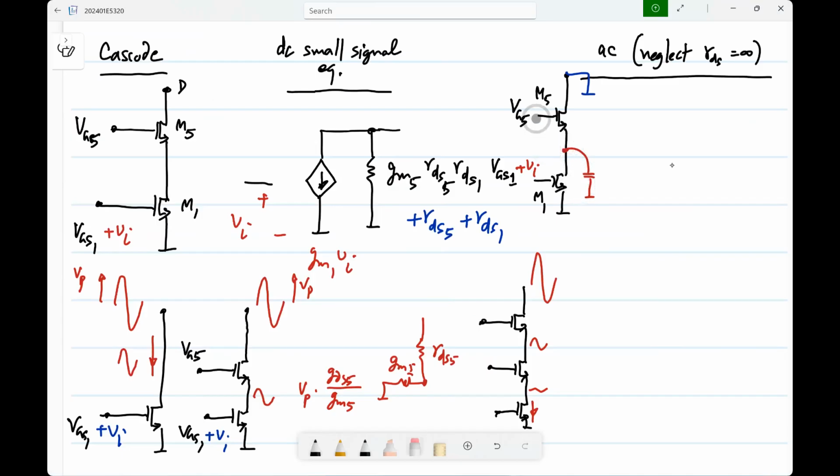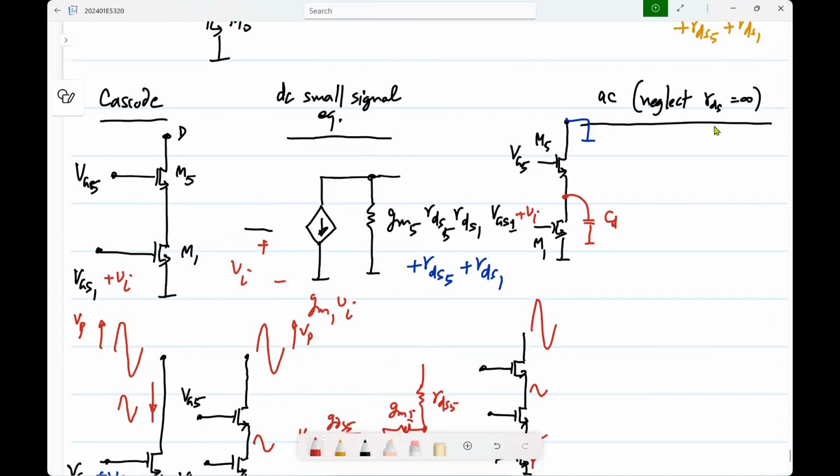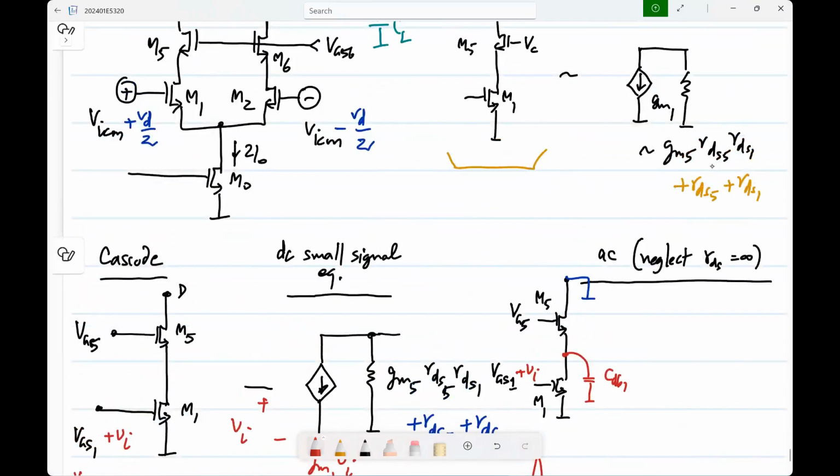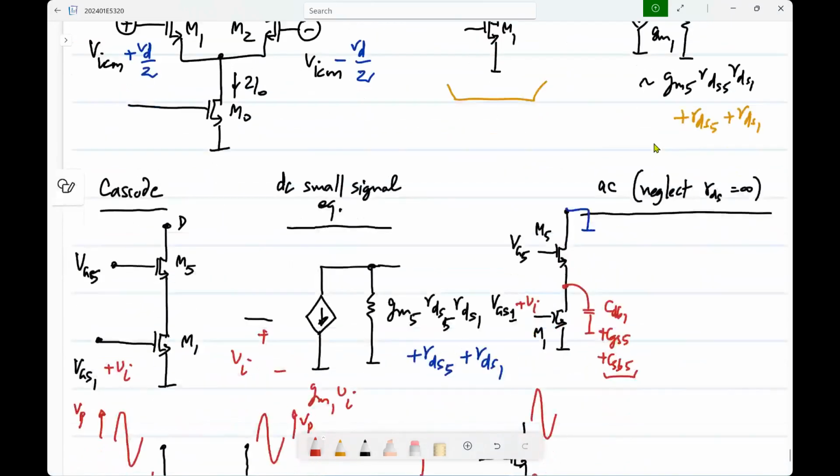And then you have CGS5. That appears between here and the gate, which is also at ground. You also have CSB5. Just by putting down the transistors, you can guess. So this will have CDB1 plus CGS5 plus CSB5. There will be some parasitic capacitance.